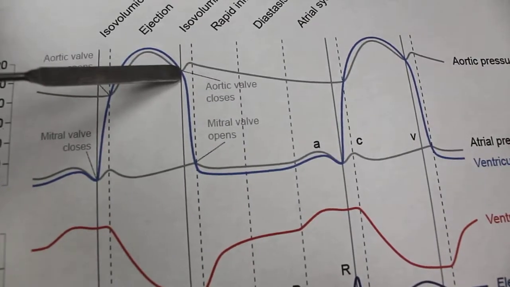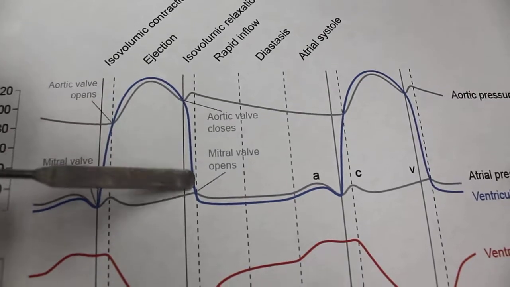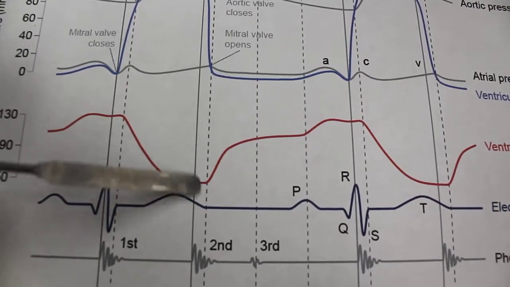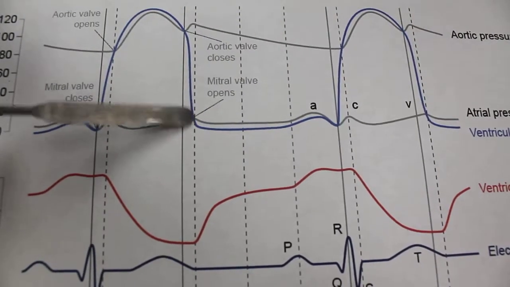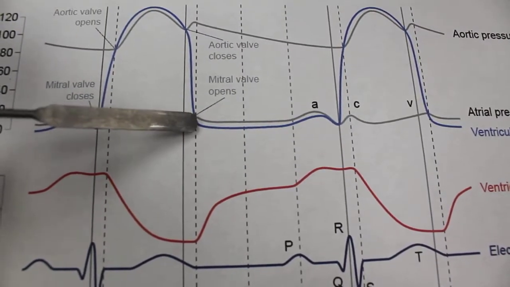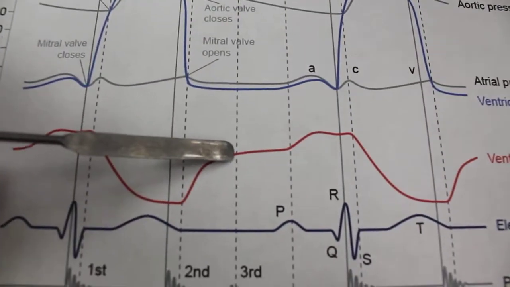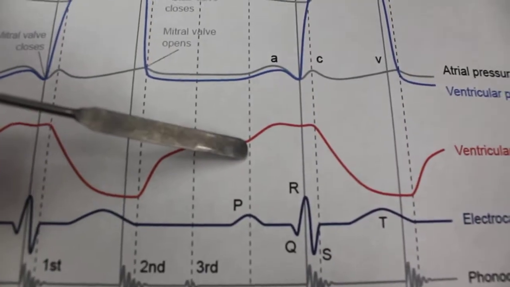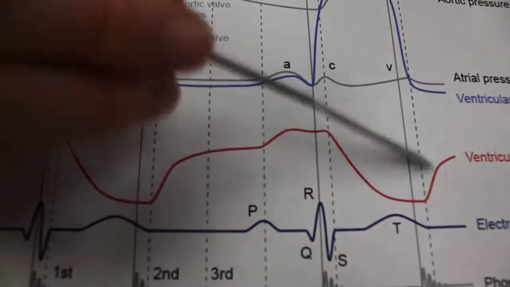Then we have this period of isovolumetric relaxation, where the ventricle is relaxing and the valves are both closed. So the volume of blood is not changing, but the ventricle is relaxing. Then we had this rapid inflow phase as our mitral valve opened and blood rushed in from the atrium, so our volume greatly increases. Then we have this diastasis where really not very much is changing. Then we have our atrial systole again, and the cycle repeats.